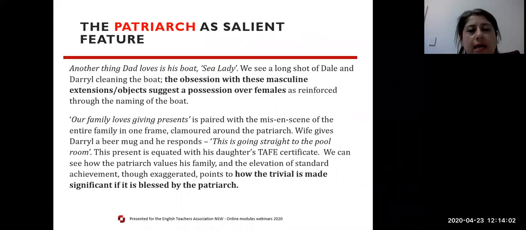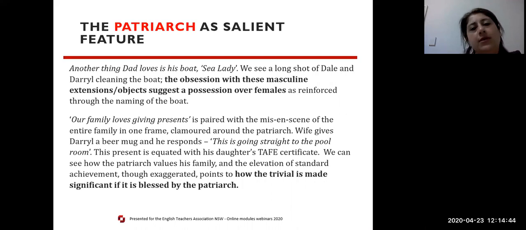We also see that relationship that men have to objects, where they feminize them, and again, that can be seen as quite a conservative way of approaching an object. He's got the boat, which he calls Sea Lady, and again, that obsession with objects, that obsession with possession of objects. When he's centered in the middle during a scene where he's given a birthday present, again, the whole family is clamored around him. And so when you've got the voiceover of "our family loves giving presents", who are they giving those presents to? To the male. So there's that idolization of the masculine.